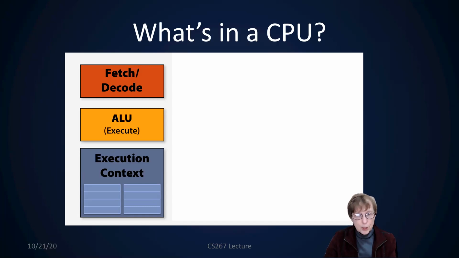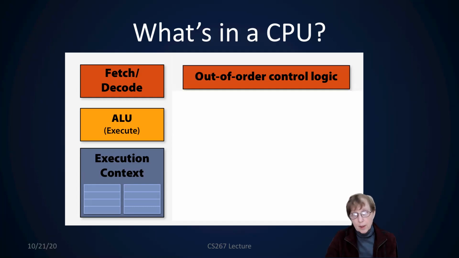So with our little cartoon here of a CPU, we have the fetch and decode unit, which is going out and taking each instruction in the instruction stream and figuring out what it is. Then it uses that to issue things that are going to be operating on the arithmetic units, the ALUs. So it's executing things. And there's some context down here, which would include things like registers and other things.